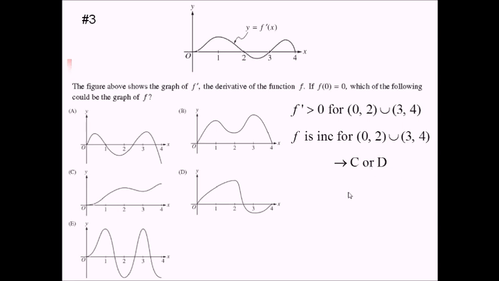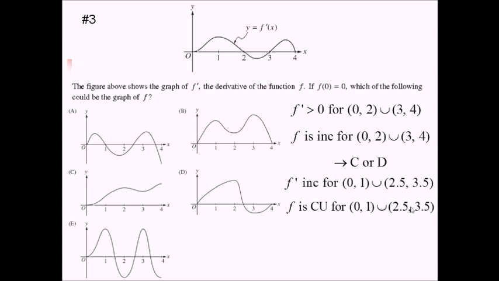All right, next up, really all that's left to look at is concavity at this point. So we see that f prime, this graph here, is increasing from 0 to 1 and also from 2.5 to 3.5, just at those spots. What that means is that the graph of f itself is concave up on those intervals.